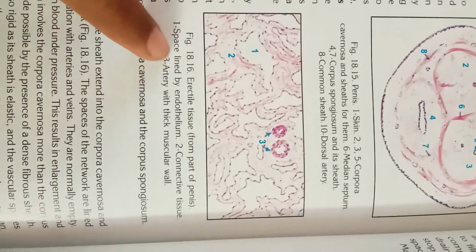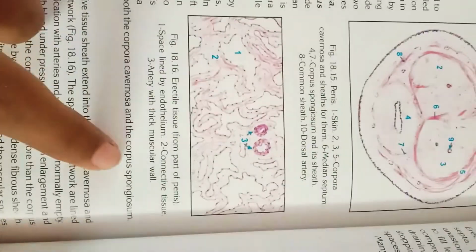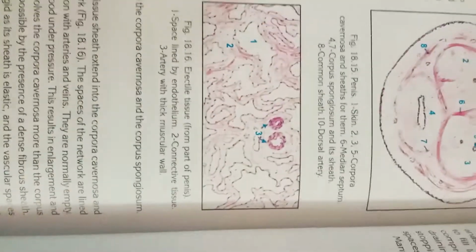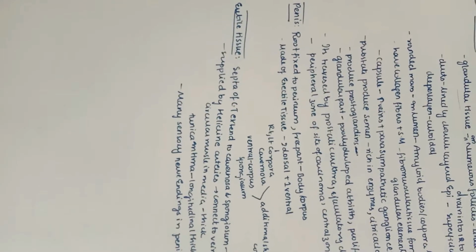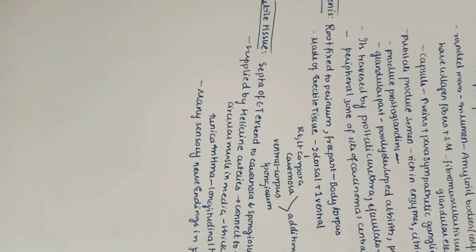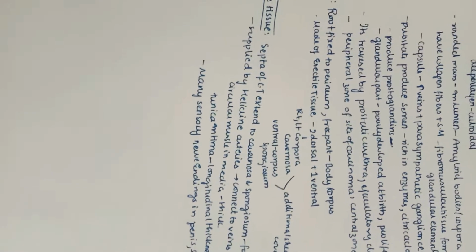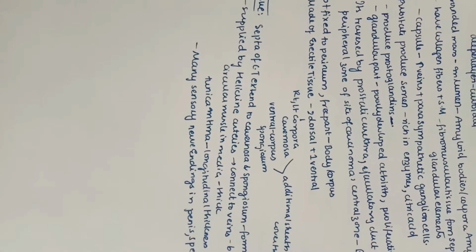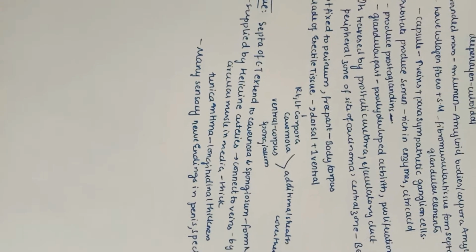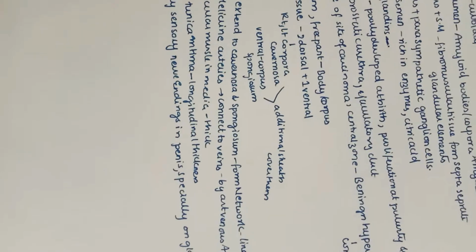Next, the erectile tissue forms a part of the penis. The first one is a space lined by endothelium, the second is connective tissue, and the third is an artery with a thick muscular wall. So you can check out the penis. Its root is fixed to the perineum and the free part is the body, made up of erectile tissue: two dorsal and one ventral. The two dorsal are the right and left corpora cavernosa, and the one ventral is the corpus spongiosum. All of these also have an additional common sheath covering them.